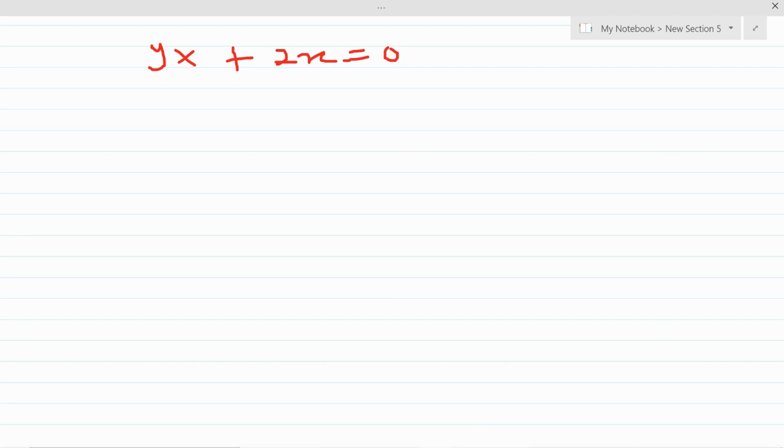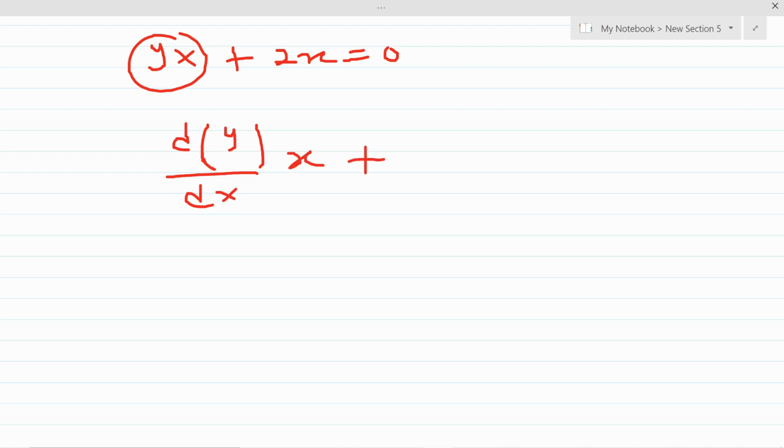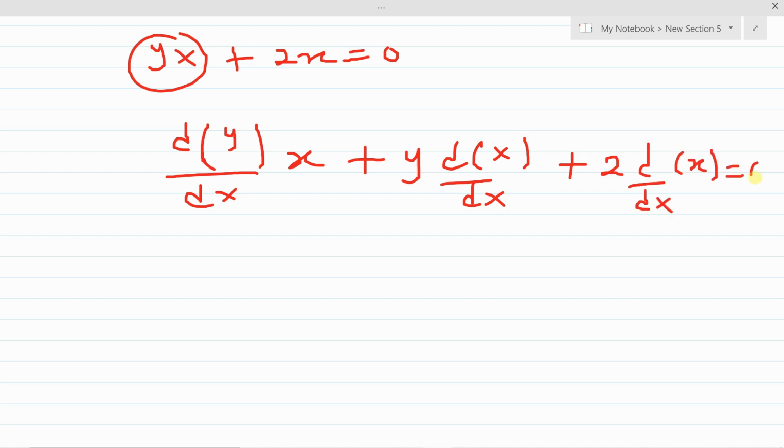One thing I should remember is that in differentiation through implicit, all the rules of differentiation are applied here. So since this is just, you treat the y and x as a multiplication of two functions. What you can do is, first you differentiate the y with respect to x, then keep the x, plus, first you keep the y, then differentiate this x with respect to x, and plus 2 times the differential of x. We did this in our first video, which is equal to the differential of 0, and that will give me 0.